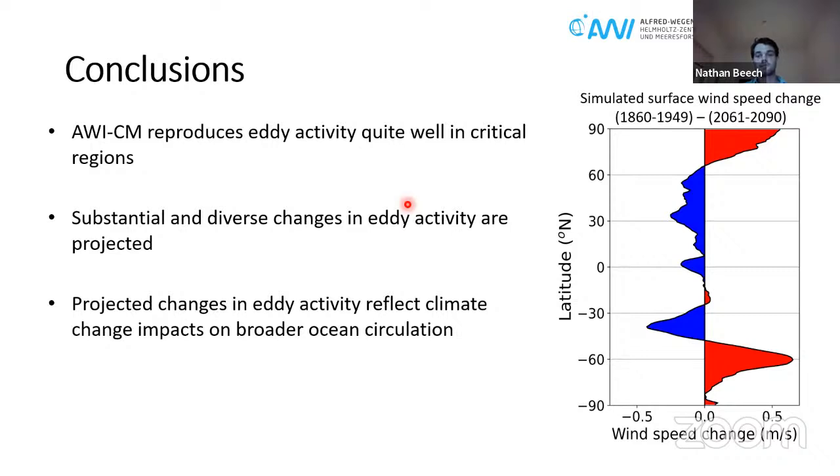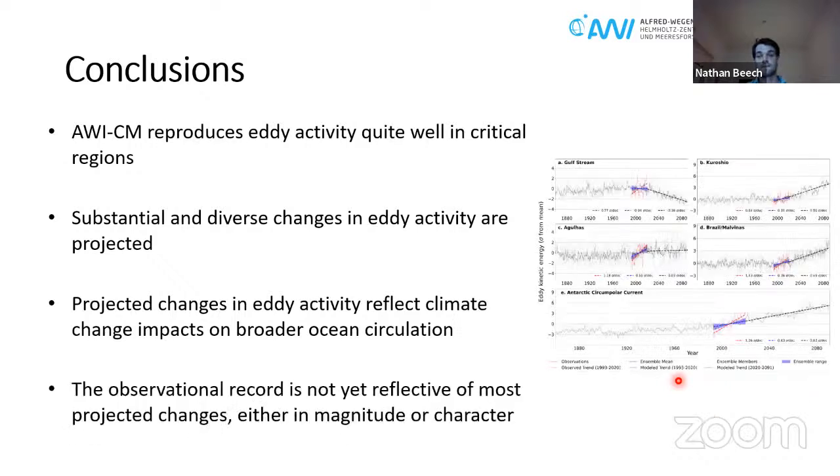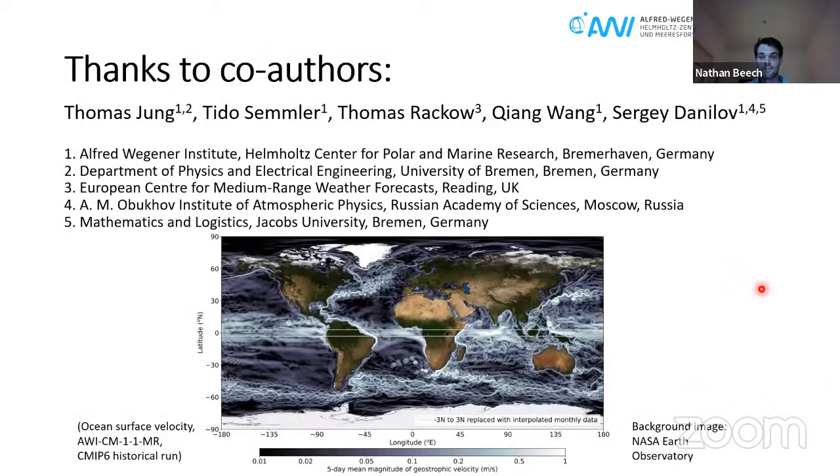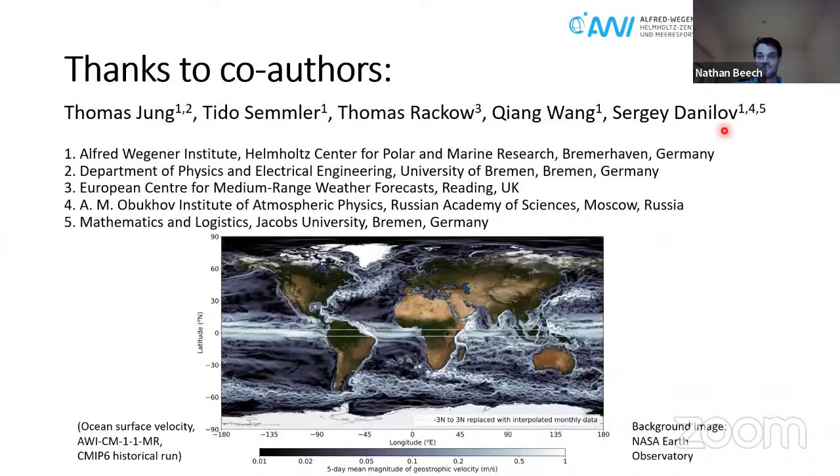And we were able to connect those changes to a broader scientific understanding of ocean circulation, so what other scientists have already predicted. And we were able to find reasons for those changes in the rest of the model data set, like changes in wind, changes in ocean circulation in general. And finally, in most of the regions that we looked at, it doesn't seem that the satellite record is representative of the long-term changes that we project just yet. So yeah, now I'm happy to take any questions if there are some.